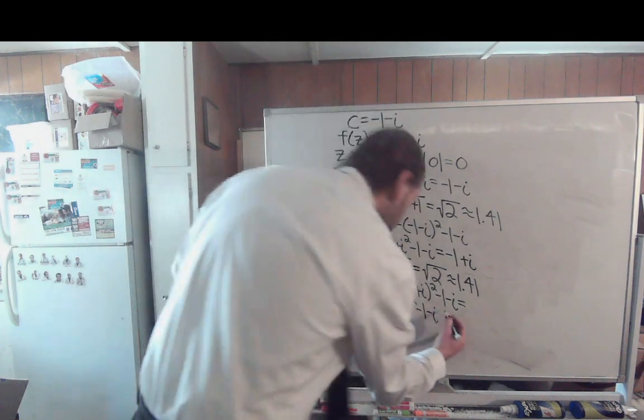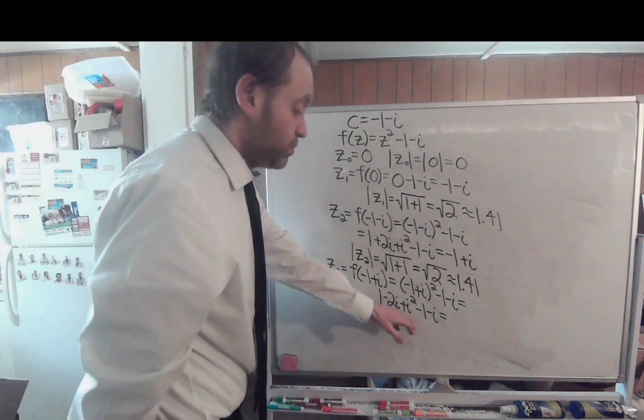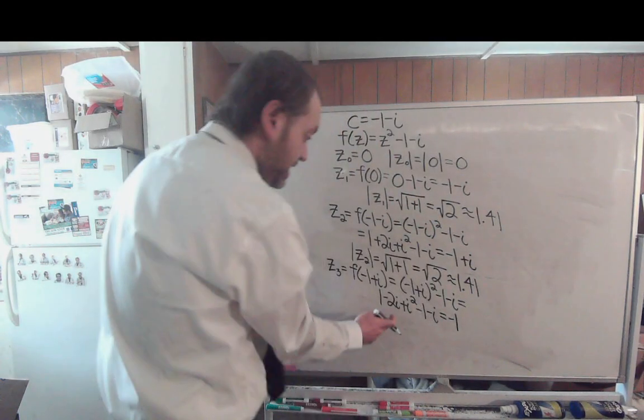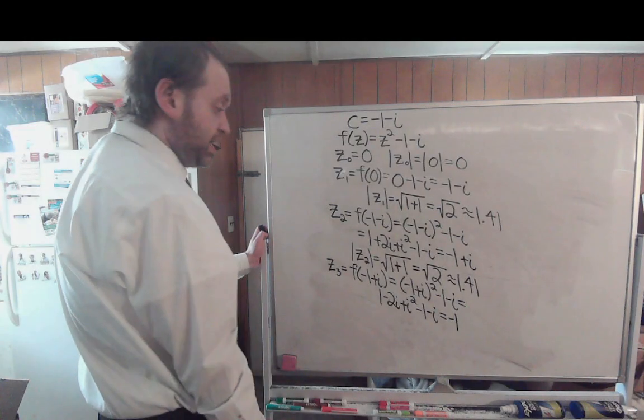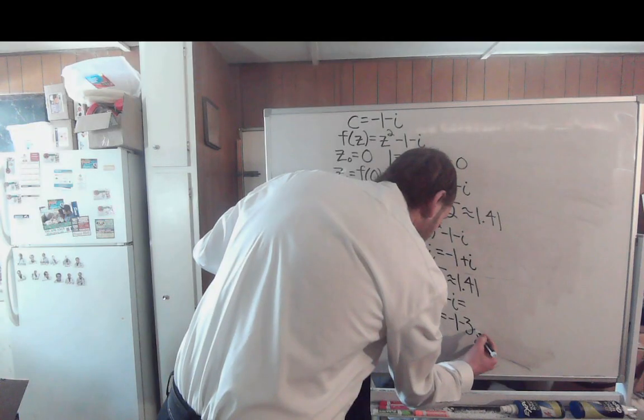So this will simplify into, let's see, 1 plus i squared. So that's 1 minus 1 is 0. Minus 1, that's another negative 1. Negative 2i minus i. That's going to be negative 3i.